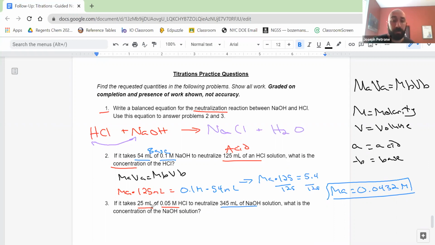So once again, we are looking for a concentration, but this time of the base. We're looking for the MB. We have everything else. So our MA we have is 0.05 times 25 milliliters, and that is equal to our MB times 345.